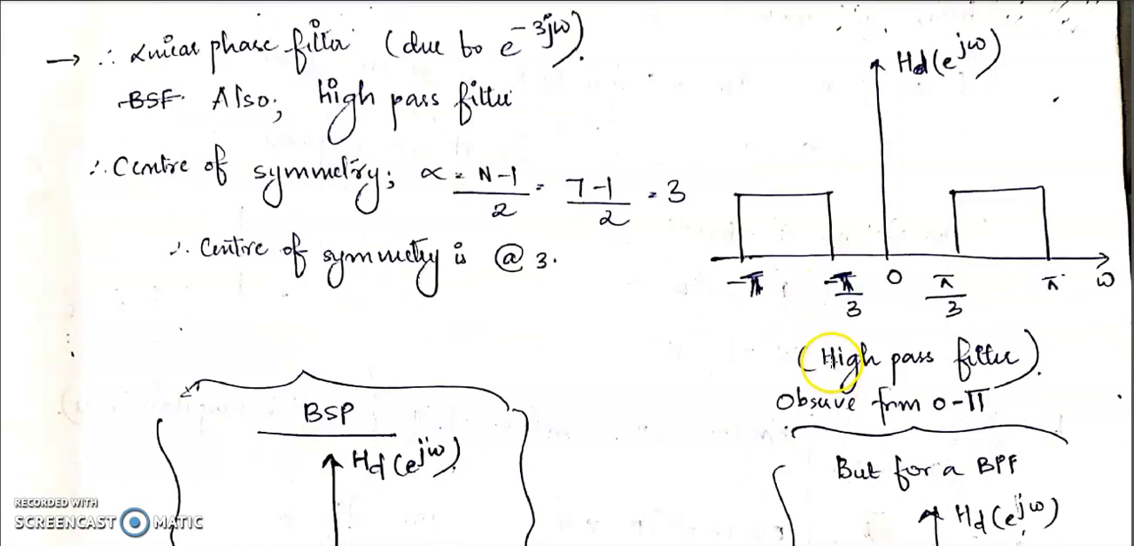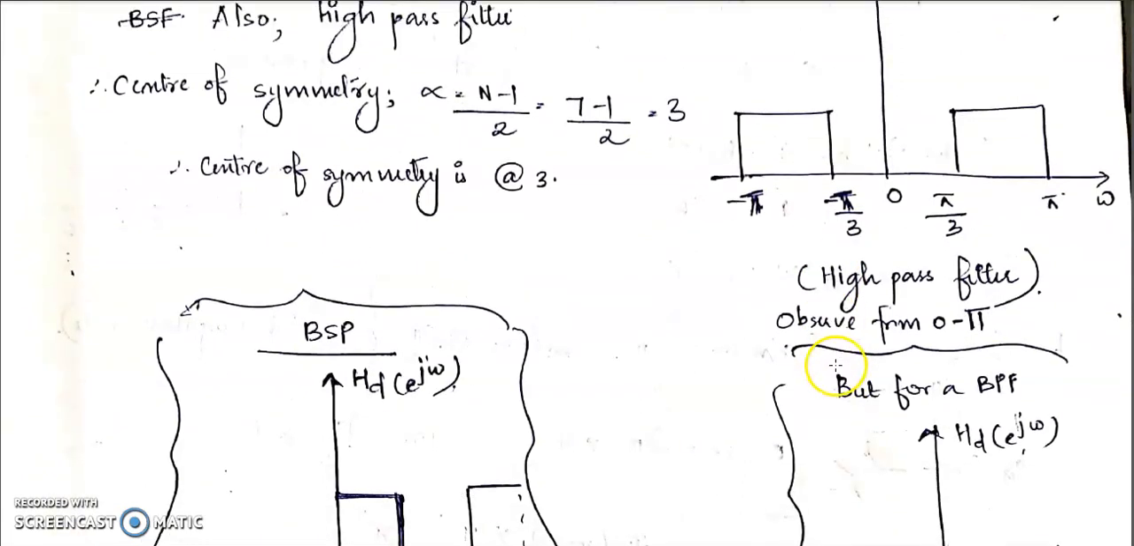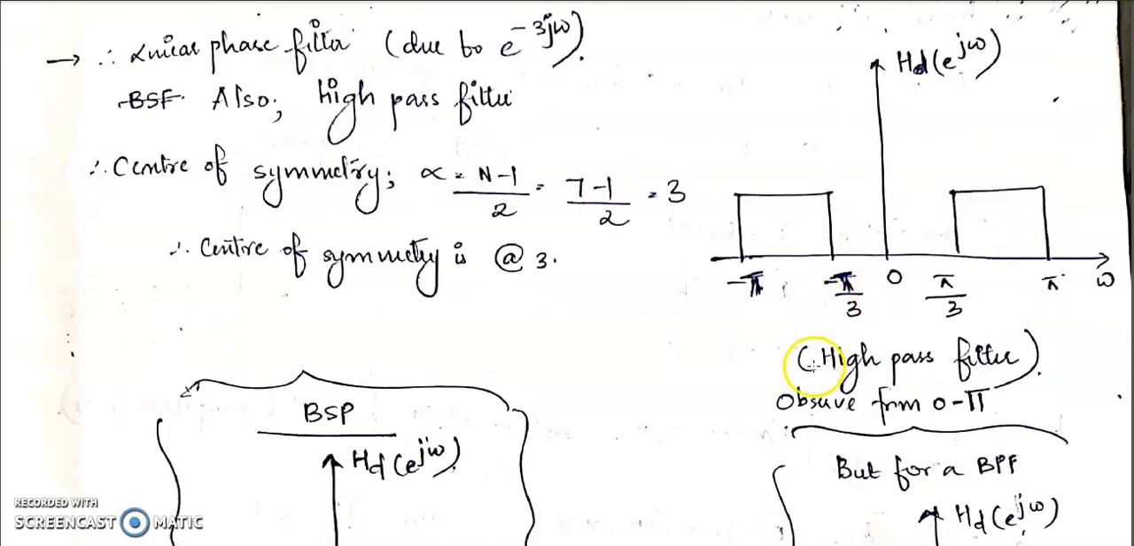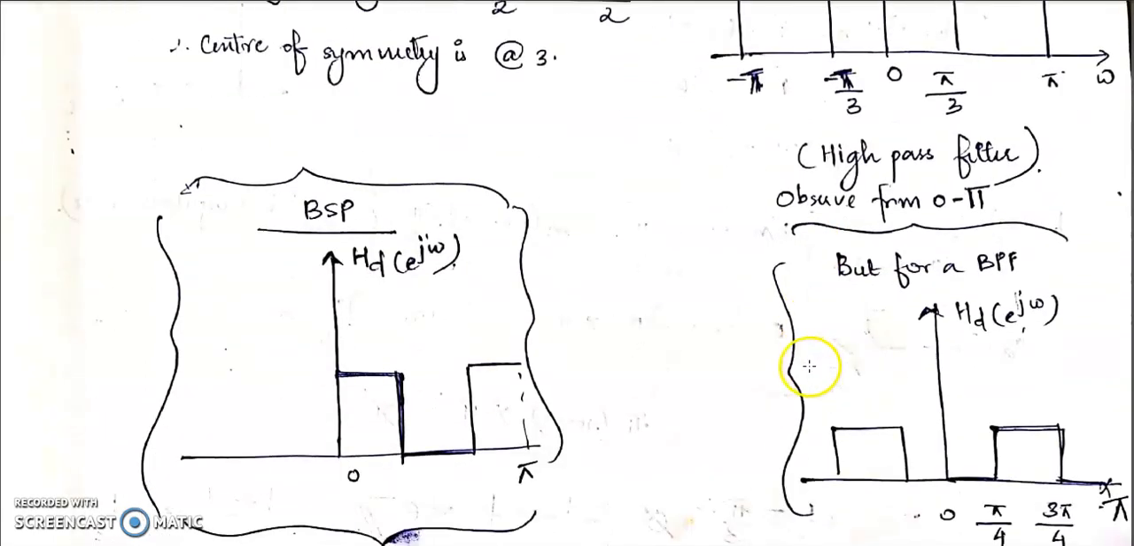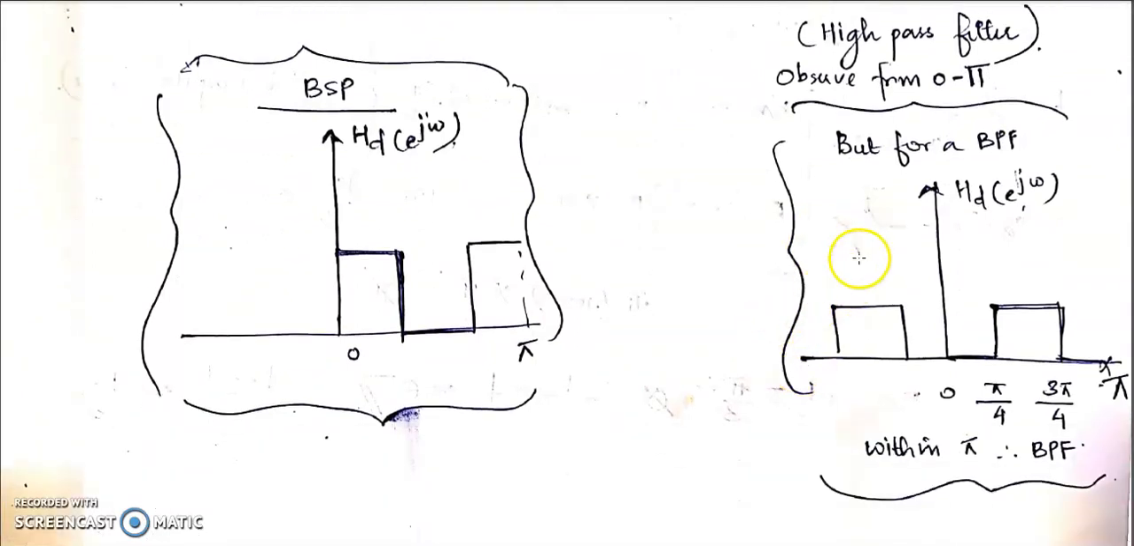So what about the other filters? We already studied the low pass filter in the previous problem. Here we discuss the high pass filter. Then what about the remaining filters, that means the band pass filter and band stop filter? Here this frequency response represents a band pass filter. This one represents a band pass filter.